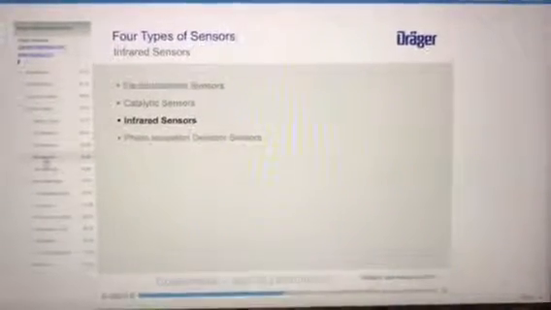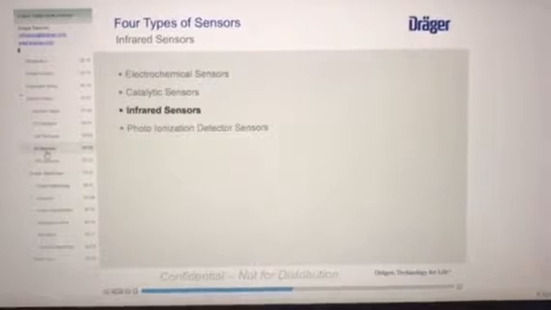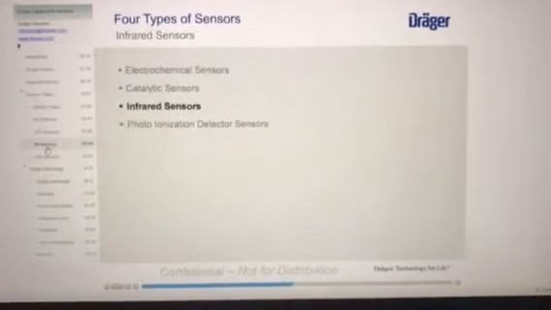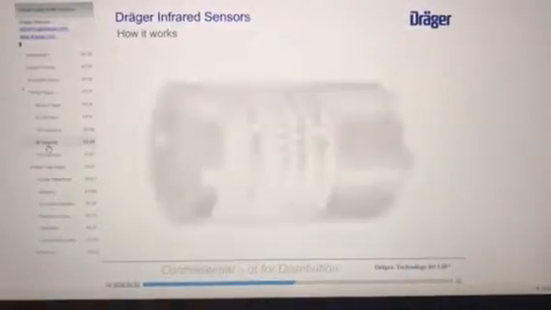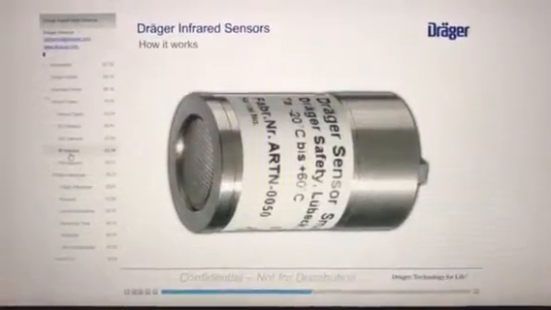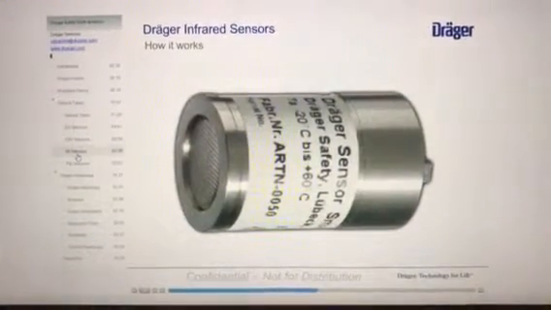IR sensor. The infrared sensor is an alternative for combustible gas measurements when there is no oxygen present, or for measuring high concentrations of carbon dioxide. Infrared sensors work on the principle of light absorption. Every gas absorbs light in a particular way.